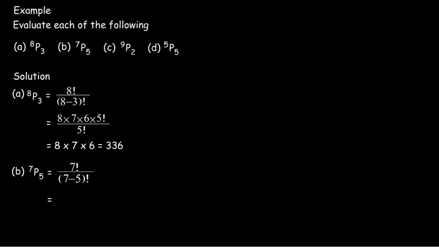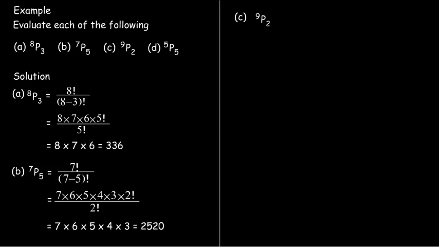For B, we have 7 permutation 5, which should be equal to 7 factorial divided by (7 minus 5) factorial, which should then be equal to 7 times 6 times 5 times 4 times 3 times 2 factorial divided by 2 factorial. 2 factorial striking out, we are left with 7 times 6 times 5 times 4 times 3, which is equal to 2520.